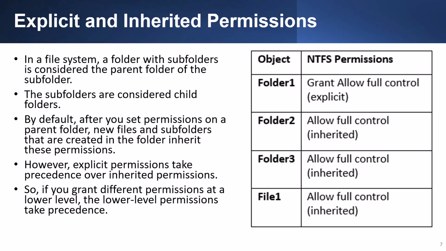As you can see from the example on the screen, the Allow Full Control permission was granted, or explicitly assigned, on folder 1. By default, the Allow Full Control permission will flow down to the subfolders and files below folder 1. Therefore, folder 2, folder 3, and file 1, which is inside folder 3, inherit the Allow Full Control permission.